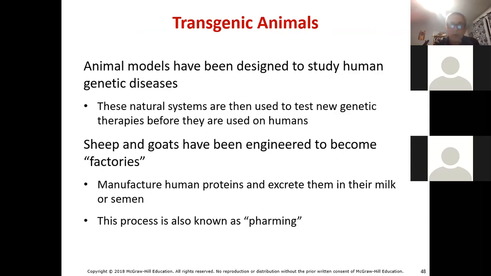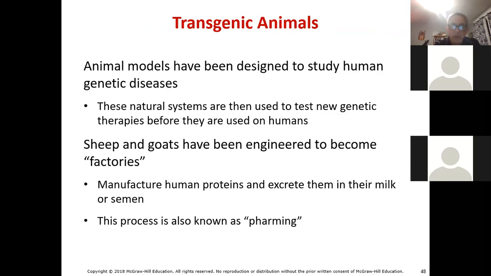Transgenic animals can be designed to study human genetic diseases. So you put a diseased human gene into an animal and you can study it. These natural systems are used to test new genetic therapies before they're used on humans.